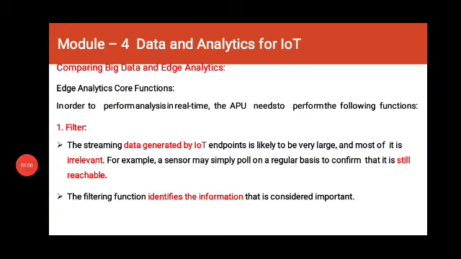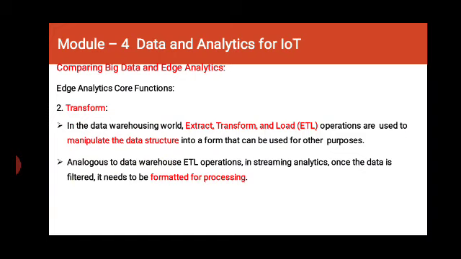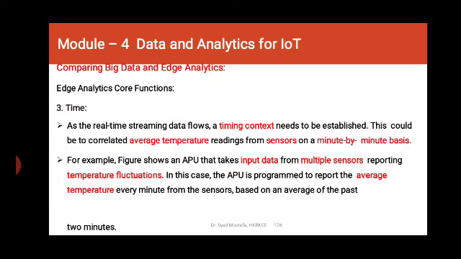Next, we are going to discuss the edge analytics core functions. The first function of edge analytics is filter. The data which is generated by the different sensors has to be filtered, and this task is covered by the filter. The second one is transform. The data is read from different types of sensors, which generate different values. Hence, all this data has to be converted to a form which can be understood by the data analytics software, and this transformation of data is done by the transform function.